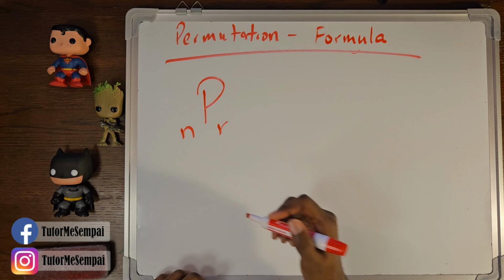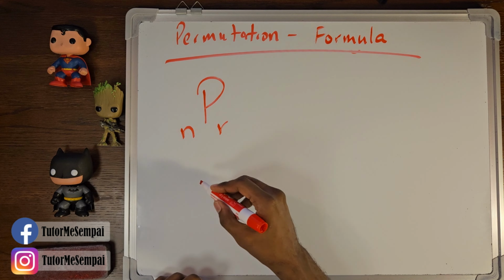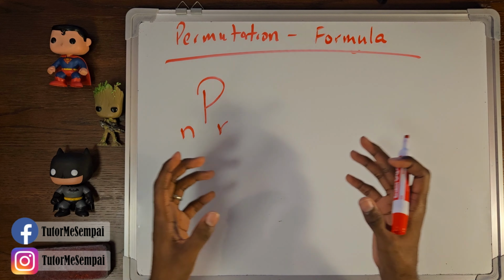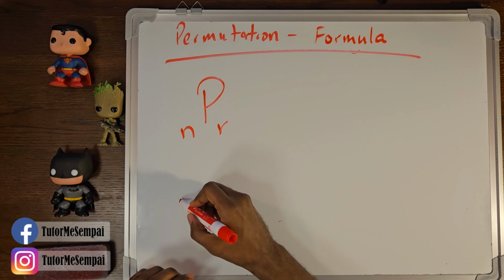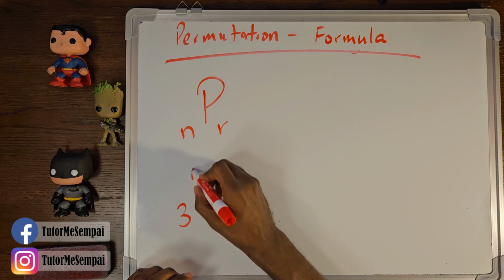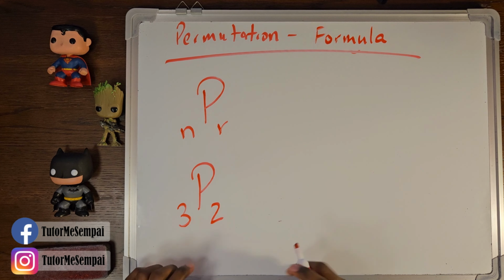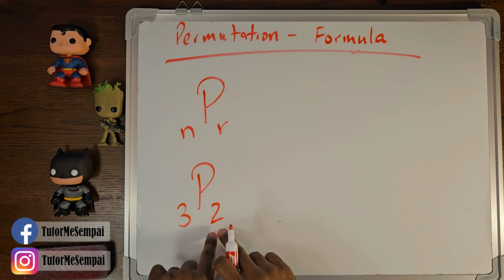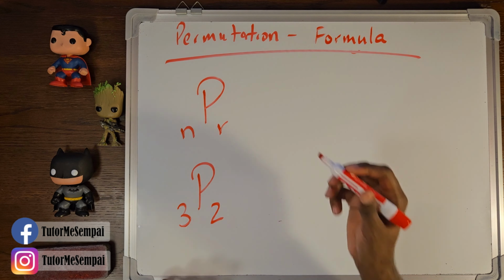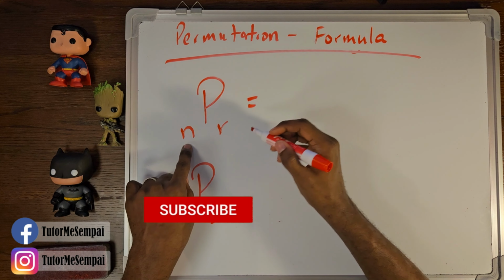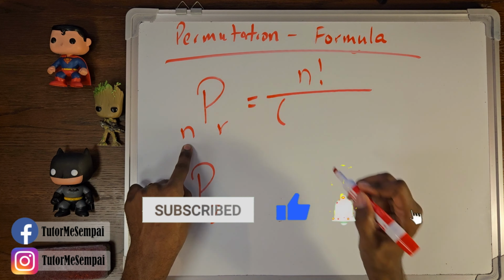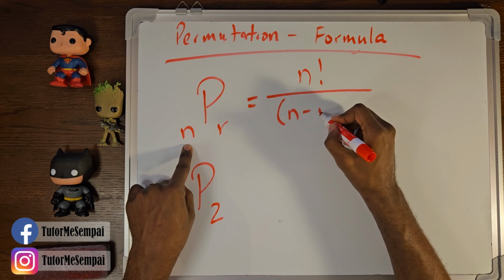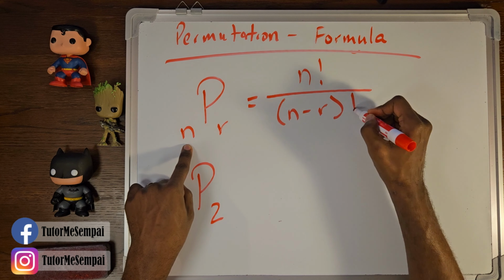So taking into account our previous example, we would have something like this. Remember, we had 3 total items and we wanted to figure out how many different ways we can order any 2 of those items. So we would have a 3P2. We have 3 total items, we choose 2 of them, and we're doing a permutation. Now the rest of the formula looks like this. We have our n factorial all over parentheses n minus r parentheses factorial.